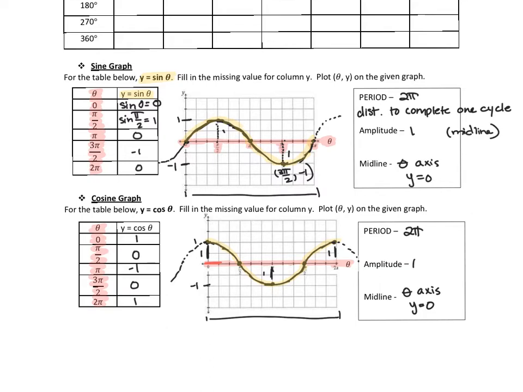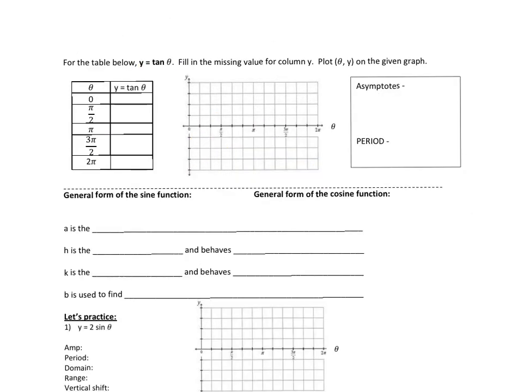So let's take a look at our tangent graph. We're going to fill in our table just like we did for sine and cosine. So when theta is 0, my tangent was 0. When theta is pi over 2, my tangent is undefined.